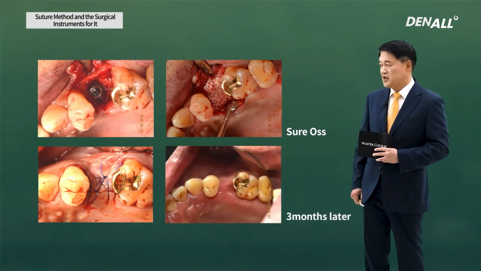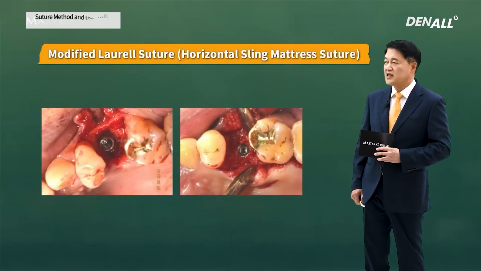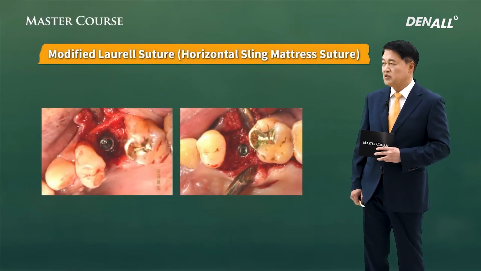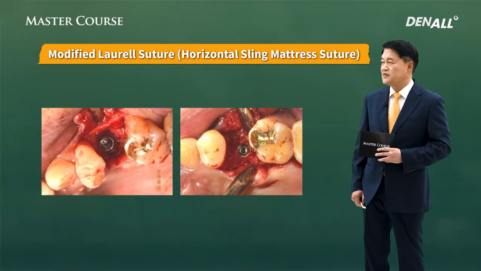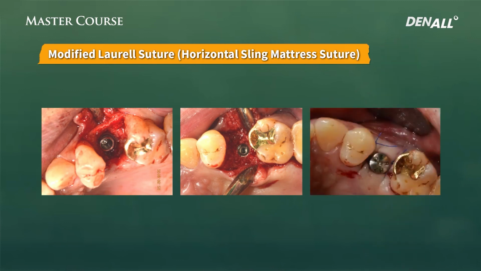After 3 months, it healed, and we did the second surgery. And this is during the second surgery: adequate GBR, and through suturing, we were able to create the bone that we needed and deliver the healing abutment. And the second surgery was performed. So as you can see, adequate GBR and adequate suture helped us to maximize the benefits of GBR.